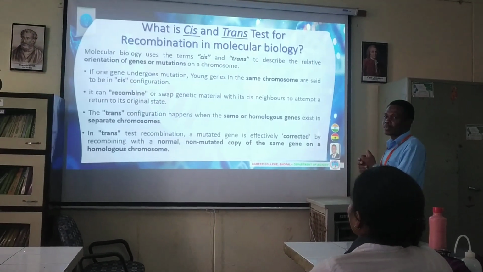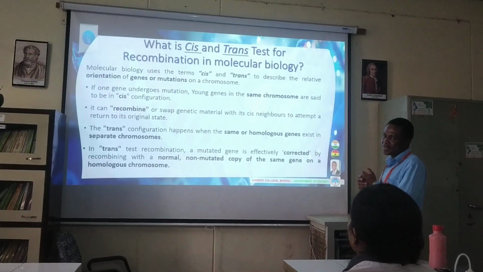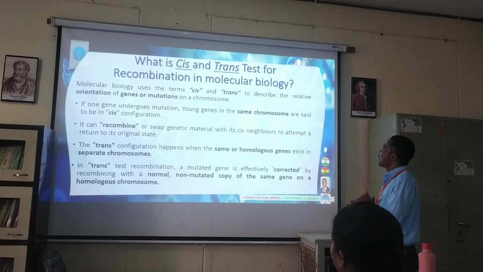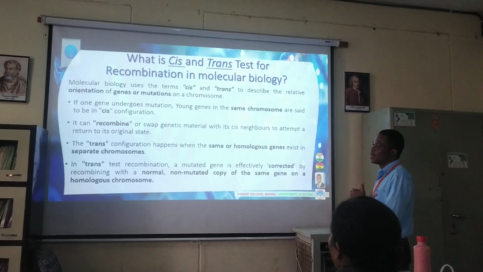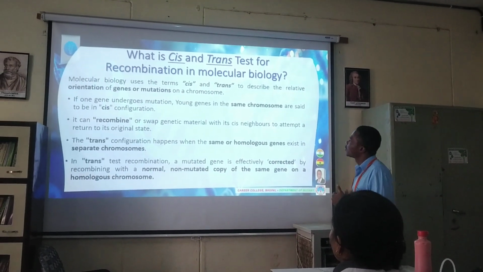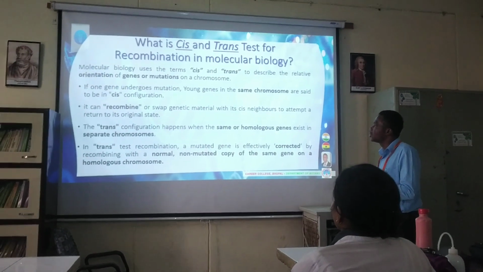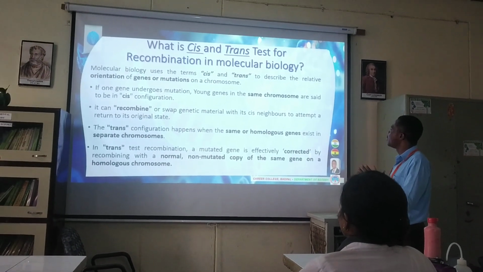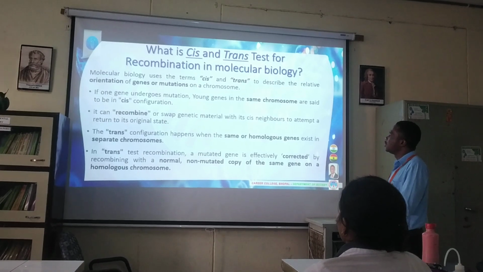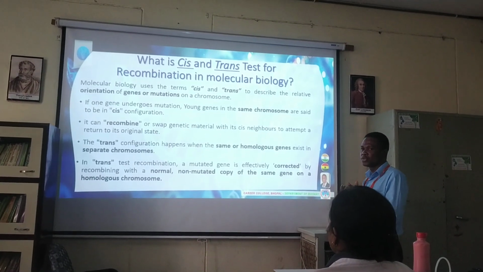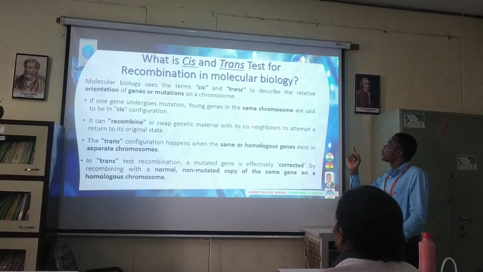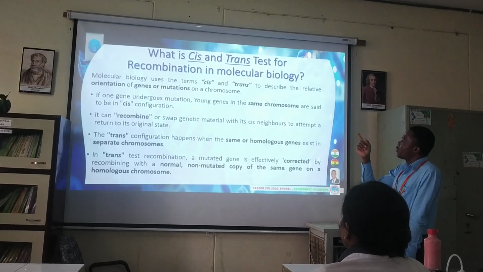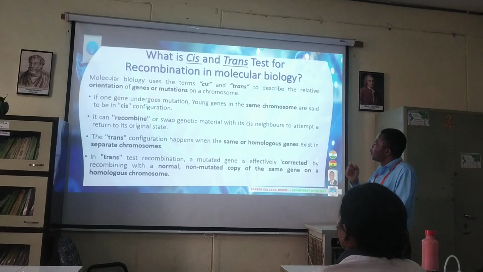Put the example of plant. Okay, so we now want to look at the main subject for the day, the cis and trans test for recombination in molecular biology. So in molecular biology, we use the terms cis and trans to describe the orientation of genes or mutations on the chromosome. So when we say orientation, we are looking at the specific location where we are going to find that gene on the chromosome.